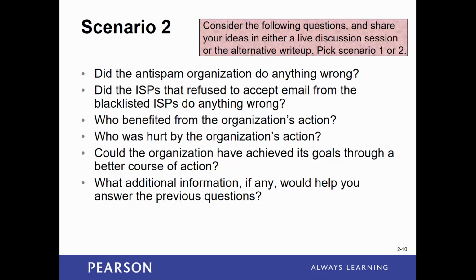So this is our scenario. Here we have some slightly different questions. For example, did the anti-spam organization do anything wrong? Did the ISPs that refuse to accept email from the blacklisted ISPs do anything wrong? Who benefited from the organization's action? Who was hurt? And a few more.